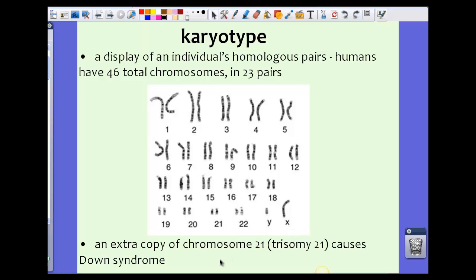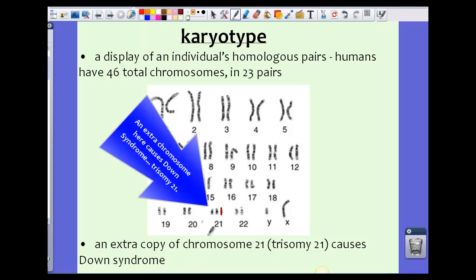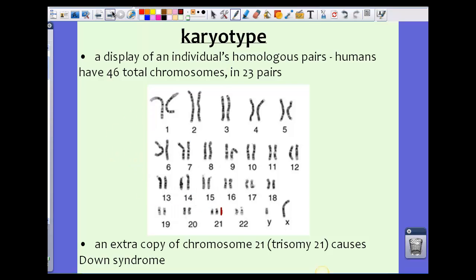Now, if this, for instance, was a karyotype of somebody with Down syndrome, we would actually see an extra copy of a chromosome, an extra chromosome 21. So it looks sort of like this. If I was writing in dark colors, you'd be able to see it. We would actually see 3 chromosomes at 21. And this is called trisomy 21, which causes Down syndrome. So this is a mutation we're going to talk a little bit about later.